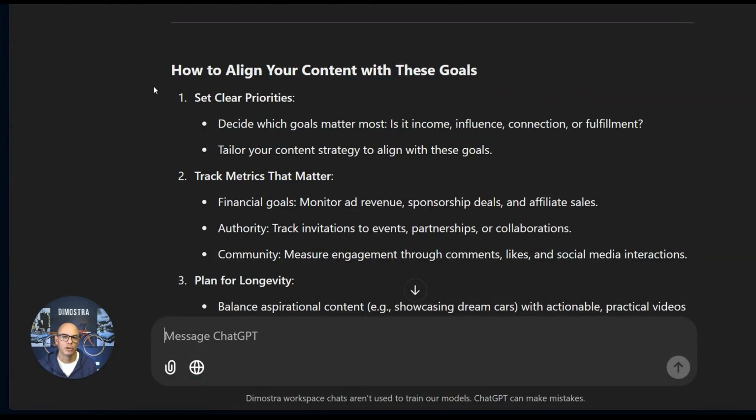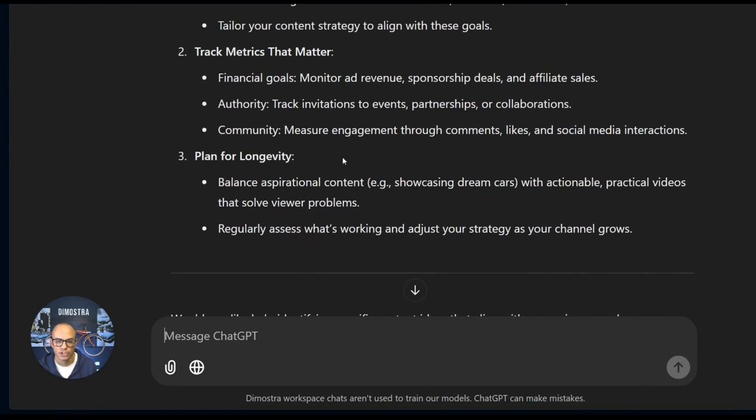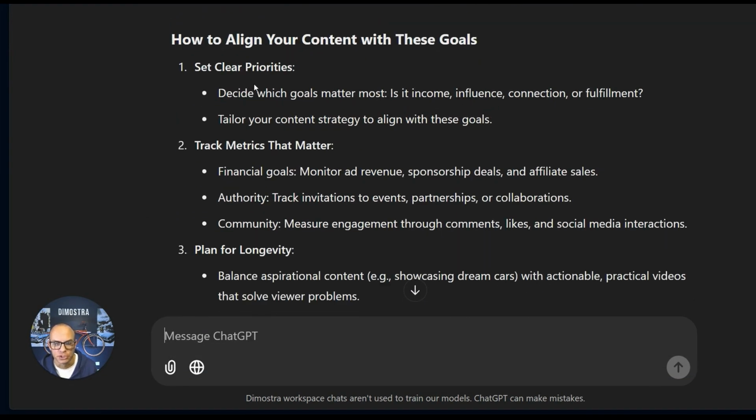Now we're going to align our content with the goals. So we set clear priorities, track metrics that matter, plan for longevity. Here are some suggestions on how to align the content with our goals. So we set clear priorities, we track metrics that matter, and we plan for longevity. This is all great stuff, especially if you're just starting out. This is such great information to point you in the right direction to grow your channel.